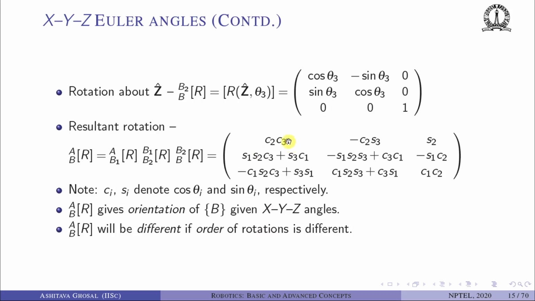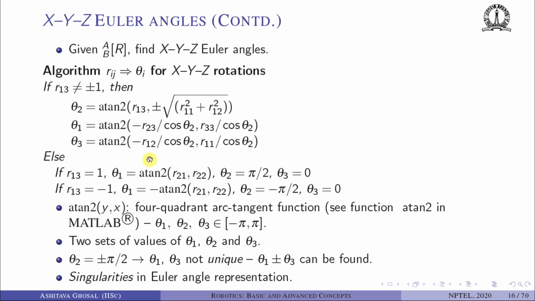And likewise, theta 2 is known, we can now find theta 3 using again atan2 of these two terms, r11 and r12. Which is exactly what is shown here: minus r12 divided by cos theta 2, r11 divided by cos theta 2.